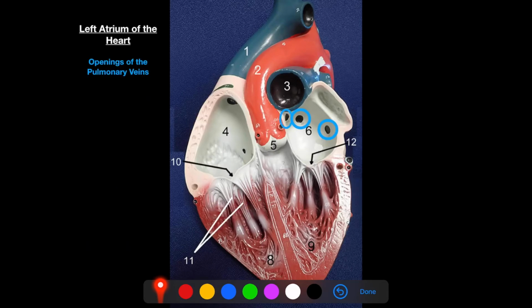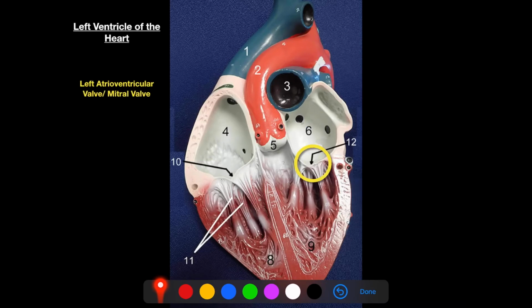And there are actually 4 of them, but from this view in the photograph, you can only see 3 of them. But there are indeed 4 of them that come and dump the blood into the left atrium of the heart. And that is the only landmark that we need to know for the left atrium of the heart. And now we can go ahead and move to the left ventricle of the heart.